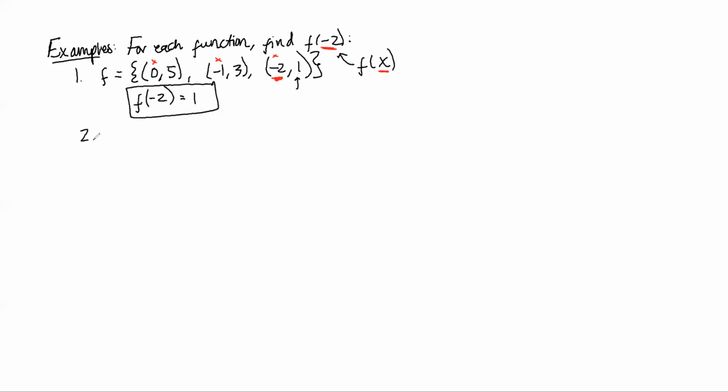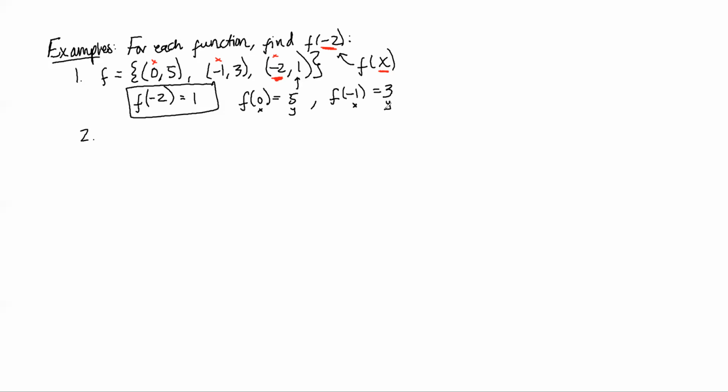Let's try another one. Going back to number 1 here, if we would have had f of 0, well, f of 0 is 5. And our other one here, f of -1 is 3. So notice how it's always the x and then the y, the x and then the y.